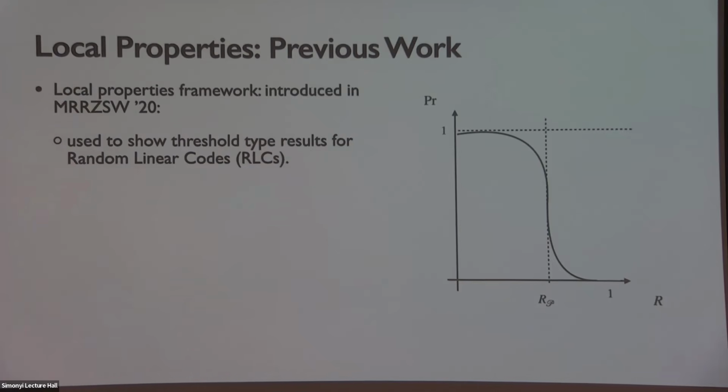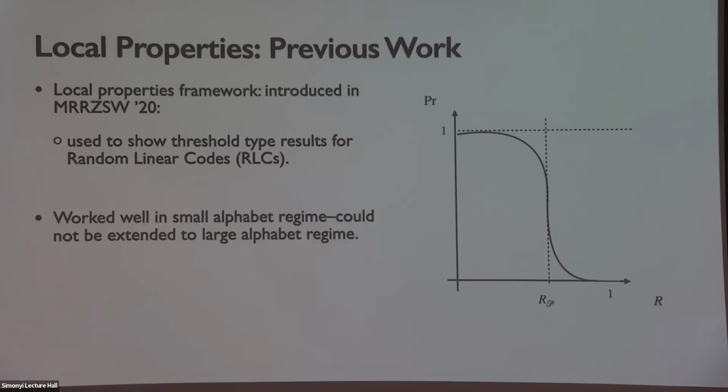So if you're slightly below the threshold rate RP, you will avoid containing a vector set of P with probability close to 1. And as soon as you go even slightly beyond RP, you will contain a vector set for P with very high probability. That's what this is saying. This threshold phenomenon has been observed in a lot of other places as well, even for random graphs. So they showed this threshold type result for random linear codes.